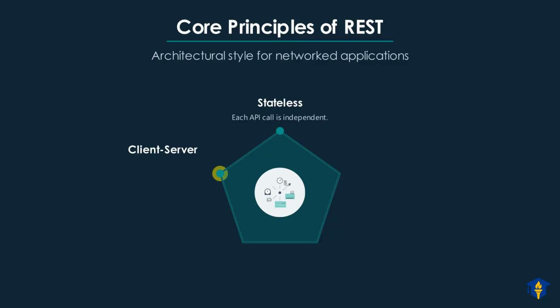REST also promotes a client-server architecture, separating concerns between the two components. The client and server are decoupled, allowing them to evolve and be updated independently without affecting each other. Another key principle is the uniform interface, which provides consistency across the entire API. This means consistent API conventions are used, making it easier for developers to understand and interact.